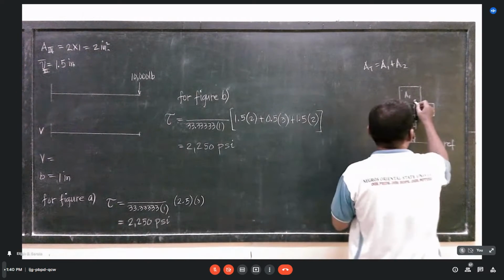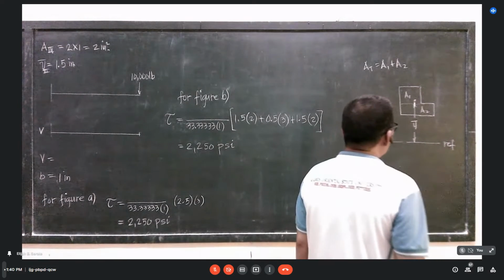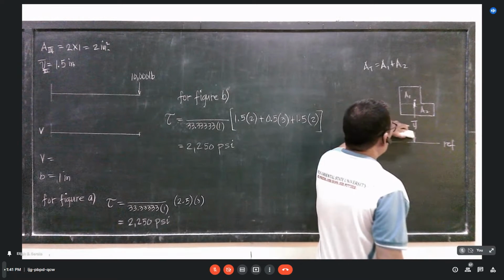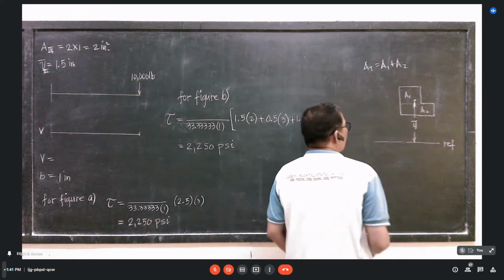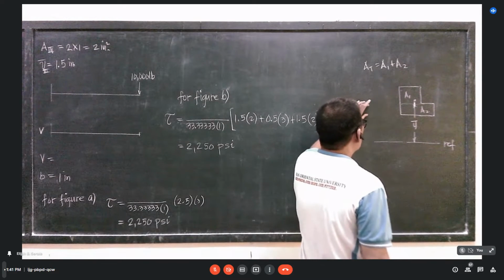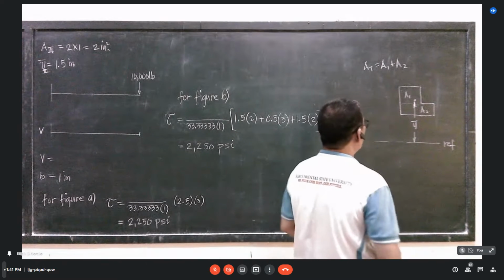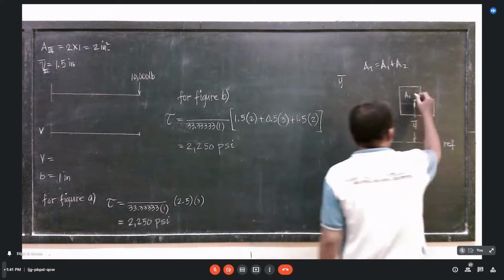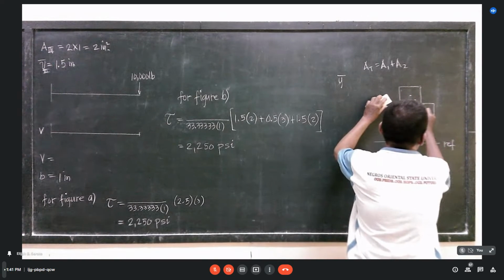Now, to determine the centroid of the resulting area, it is equal to the sum of the products of the centroids of the components and their areas. Another way of saying it is, okay, this one has a centroid. What is the centroid of area 1? And area 2 also has its own centroid.